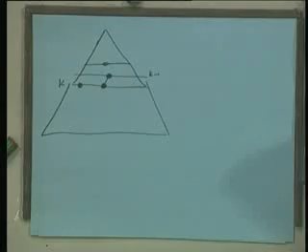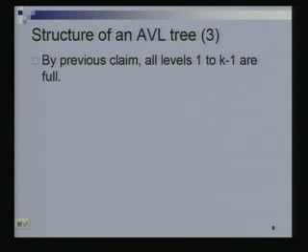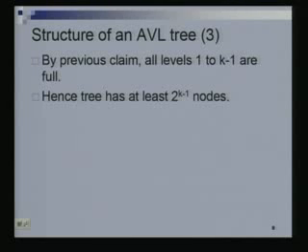Okay, great. So we said every node at level k minus 2 has to have 2 children, which means levels 1 through k minus 1 are full. Full means they have as many nodes as are possible on that level in a binary tree. This is after all a binary tree. So they are full. So what does that mean? That means that the tree has at least 2 to the k minus 1 nodes.